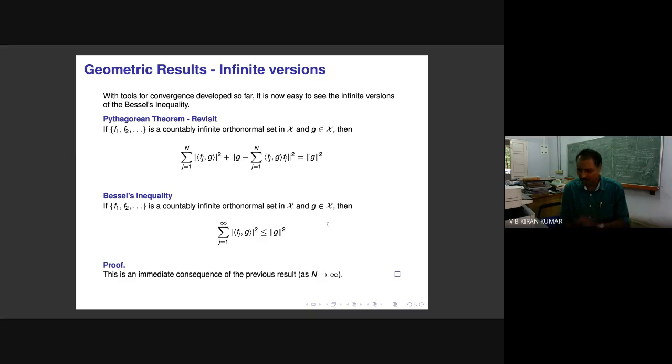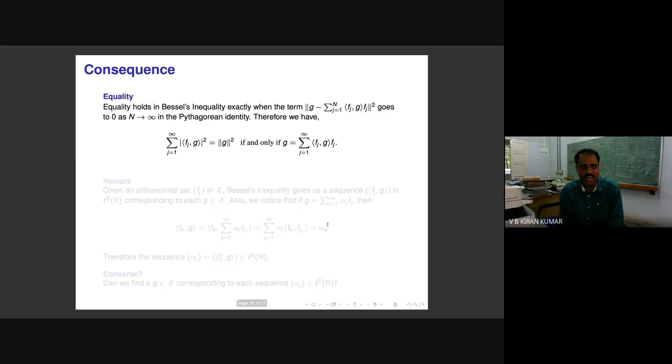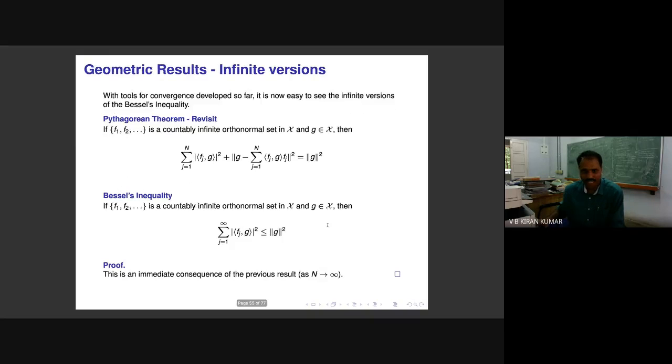Now the proof is more or less what we discussed. Now we see when equality holds in Bessel's inequality. Just go back here. Suppose equality holds here.